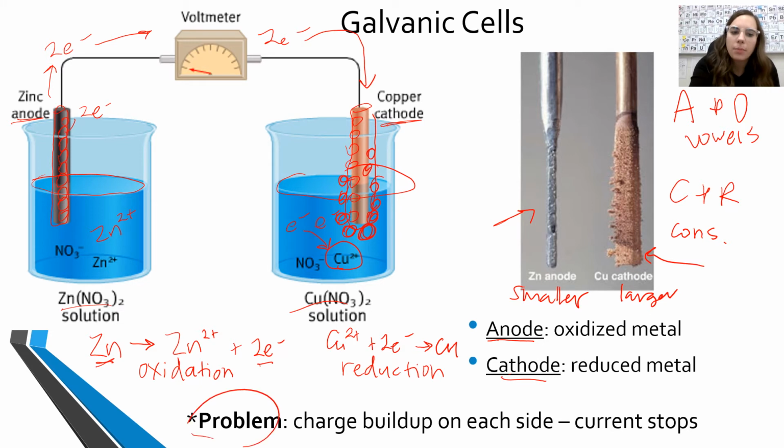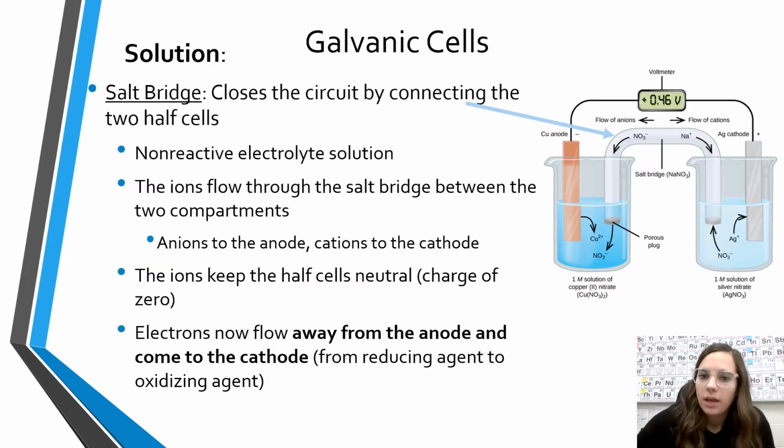But we have a problem. The problem is as we get more and more zinc 2+ over here, and we lose more and more of these copper 2+, we're going to get a positive charge build up over here, and a negative charge build up over here. And eventually our current's just going to stop. We have a solution. And that solution is called a salt bridge.